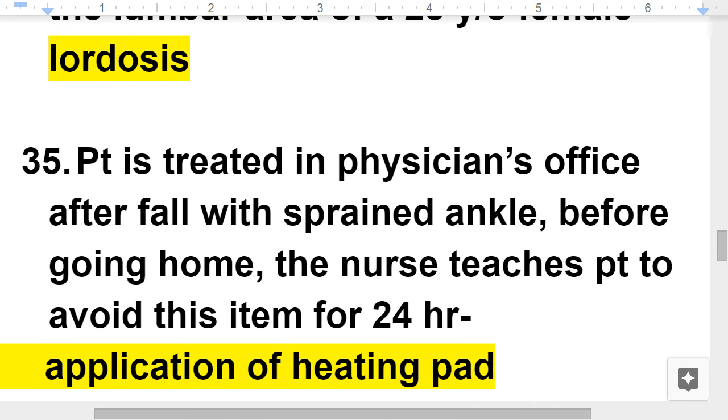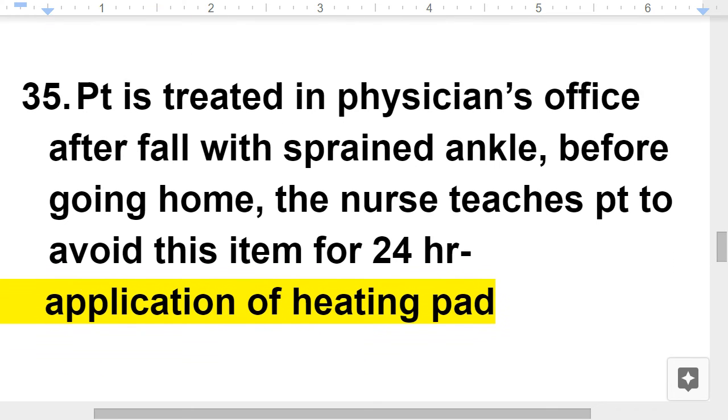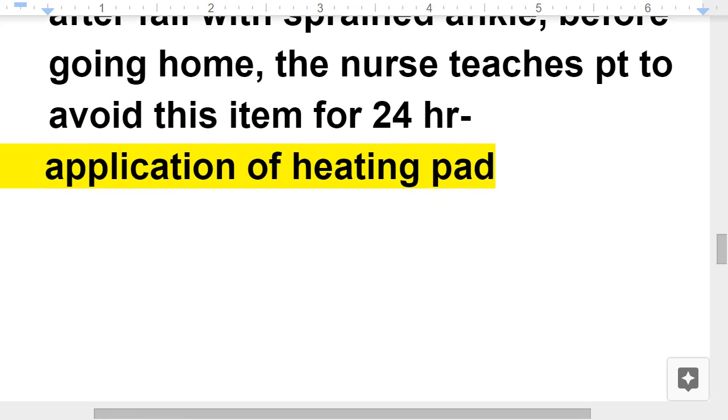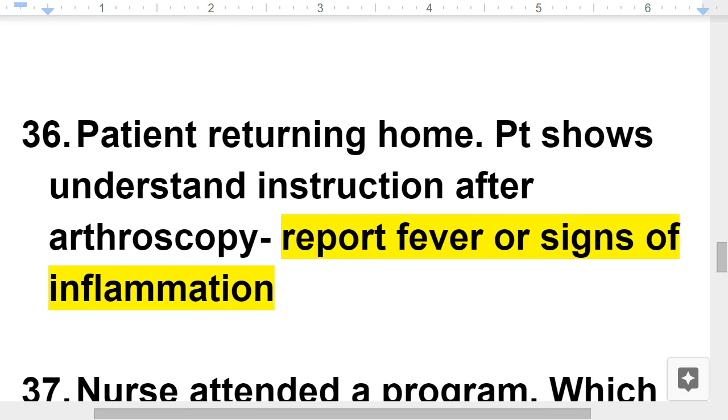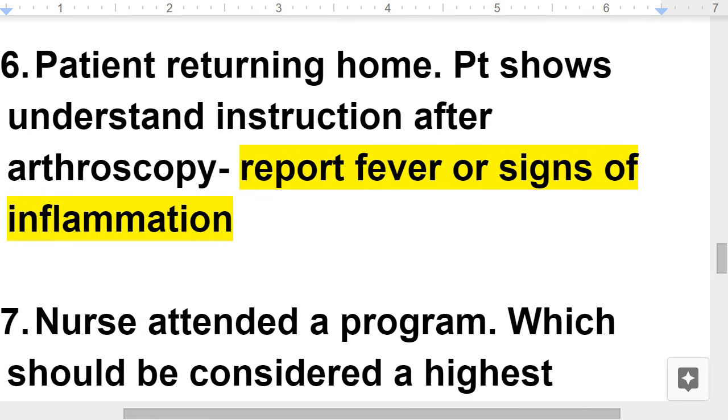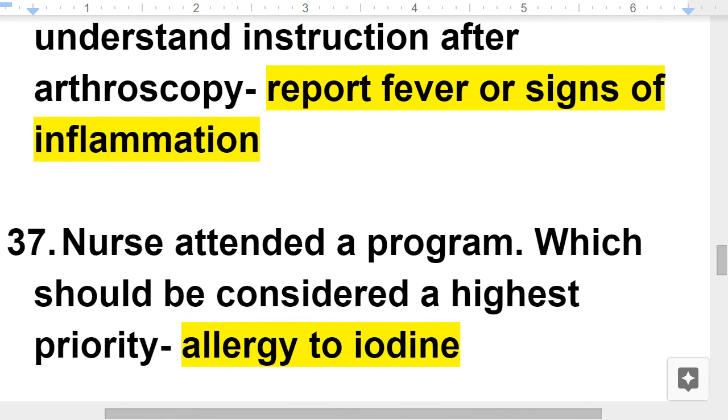Patient is treated in physician's office after a fall with a sprained ankle. Before going home, the nurse teaches the patient to avoid this item for 24 hours: application of heating pad, so don't put a heating pad on it. Patient returning home shows understanding of instruction after arthroscopy: report fever or signs of inflammation.